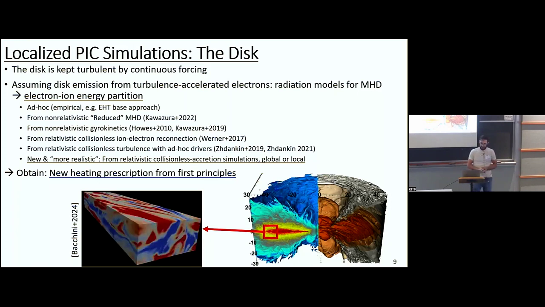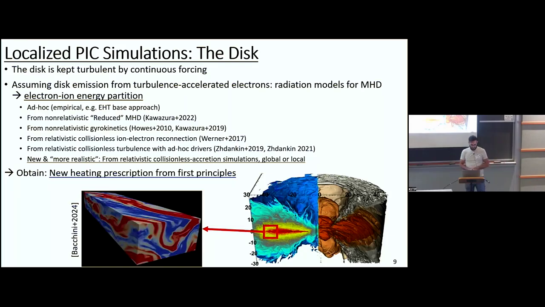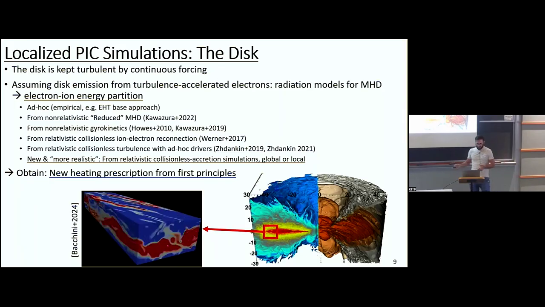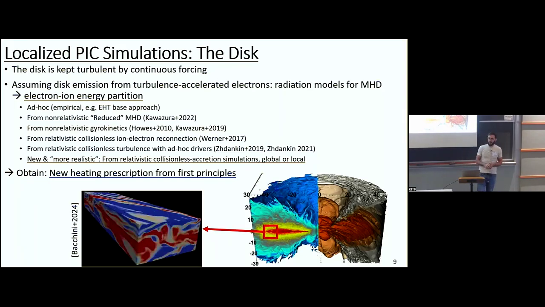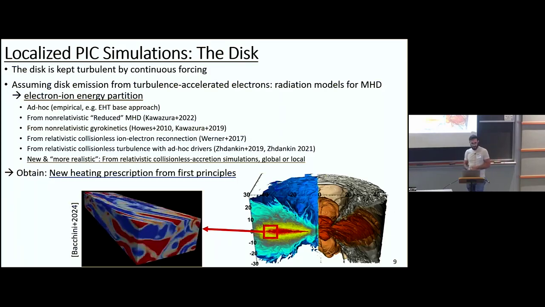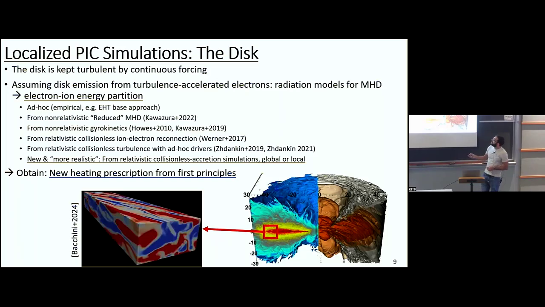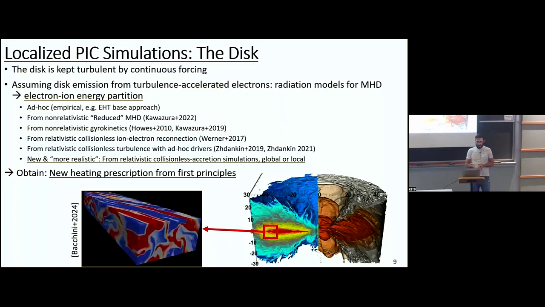This has been done before, obviously. People have carried out heroic efforts to get such a recipe, really. These efforts are listed here. For example, deciding that this electron-ion energy partition is one number and using it to create those radiation maps that I showed you before, like the EHT does, or with some reduced MHD approaches, non-relativistic gyrokinetics, relativistic collisionless ion-electron reconnection, just assuming a reconnection happens everywhere, and so on.